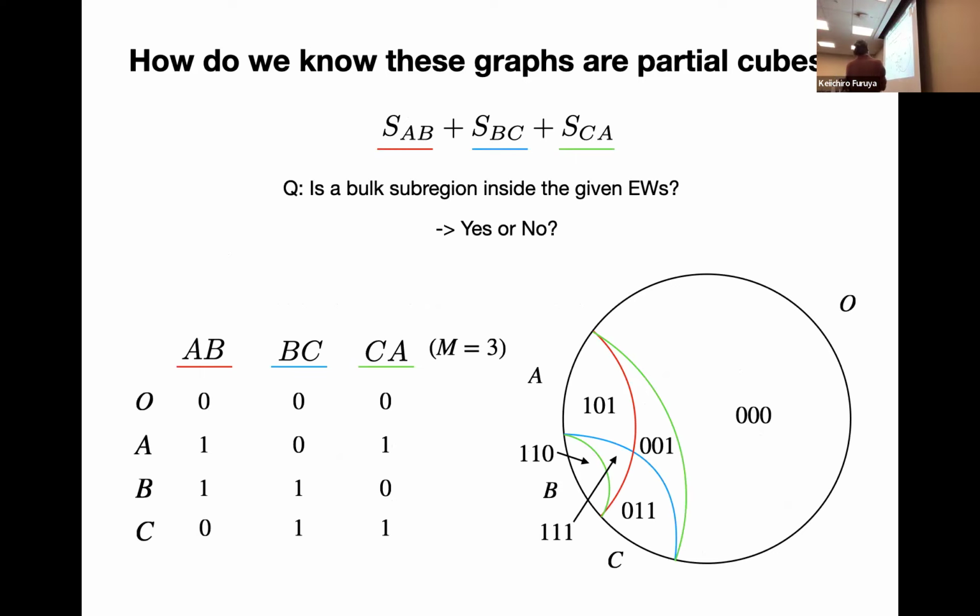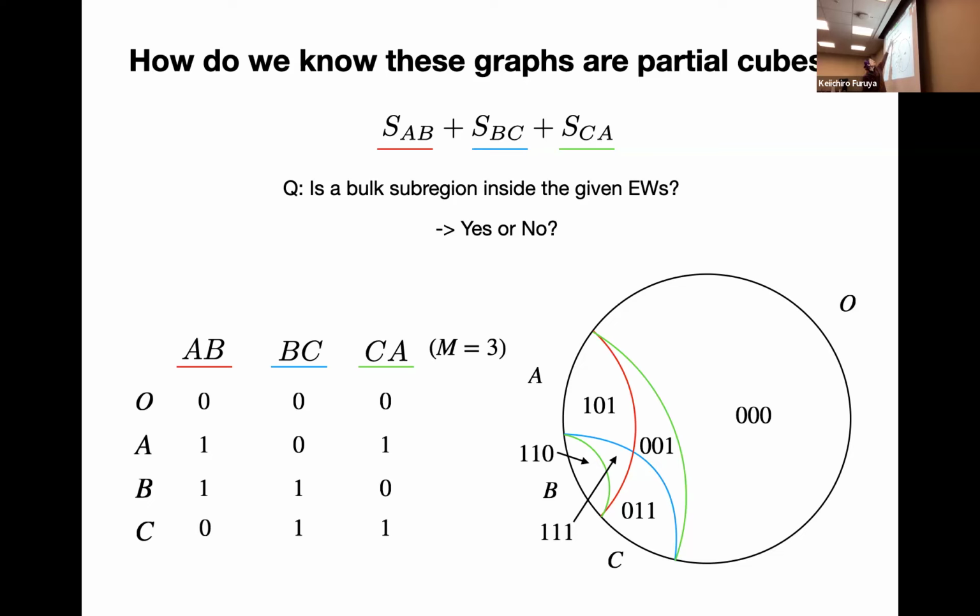So you think about each of AB, BC, CA, and we're going to associate bit strings to each bulk subregion. How to do this is to ask the question: is a bulk subregion inside the given entanglement wedge, which is AB, BC, or CA? This is a yes-or-no question. There's nothing like maybe this region is inside this entanglement wedge and that one at the same time. It's always yes or no.